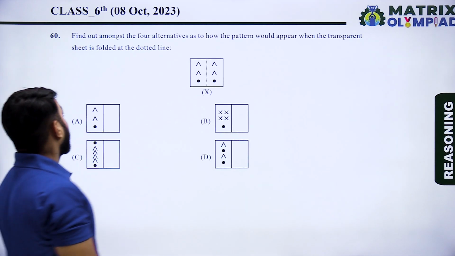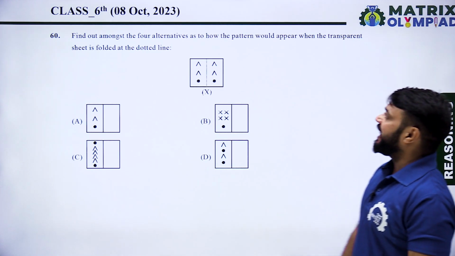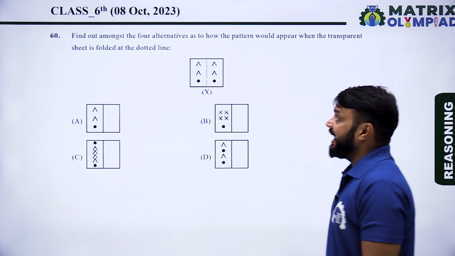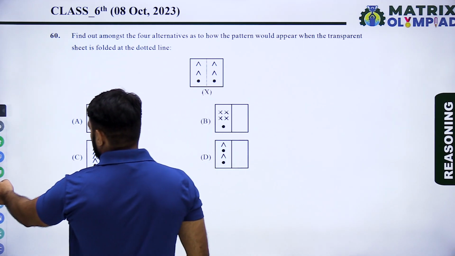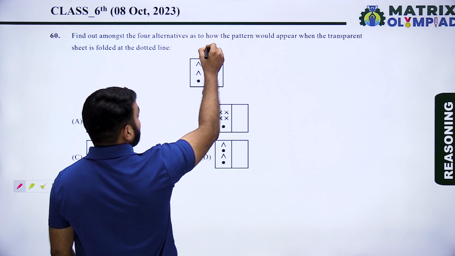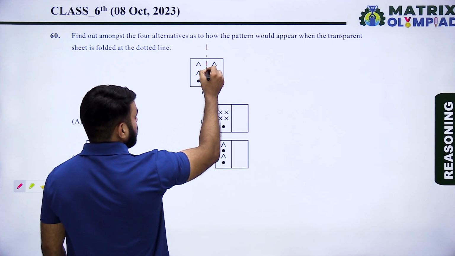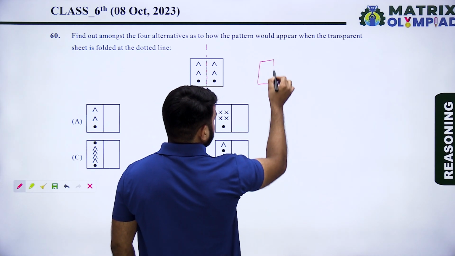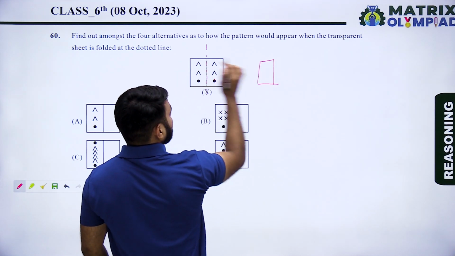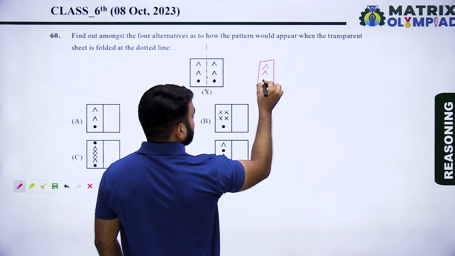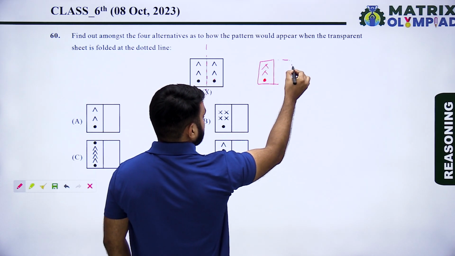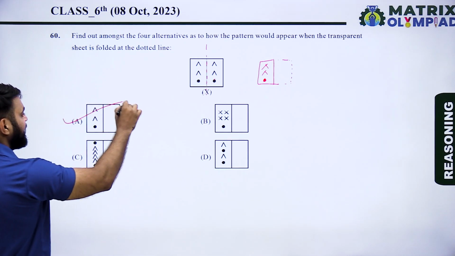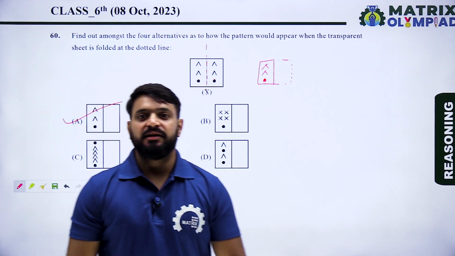So, the next question is to find out amongst the 4 alternatives how the pattern would appear when the transparent sheet is folded at the dotted line. When the given image is folded along the dotted line, we will get an image like this. This means option A is the correct answer. Okay, thank you everyone.